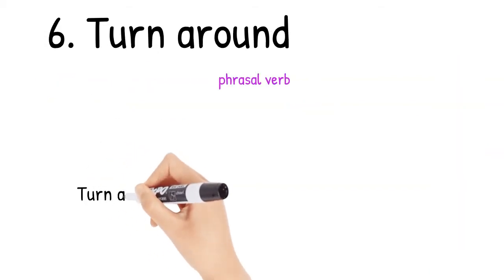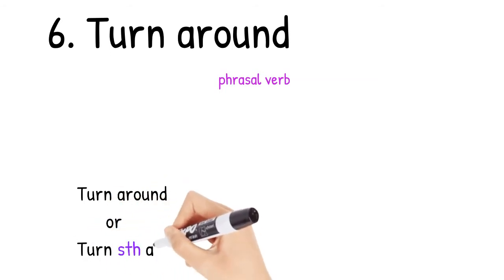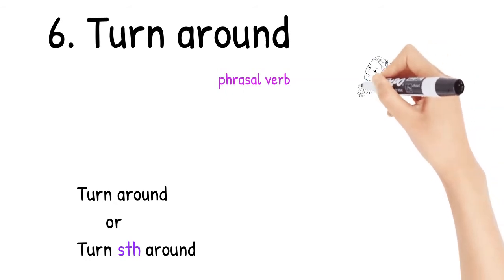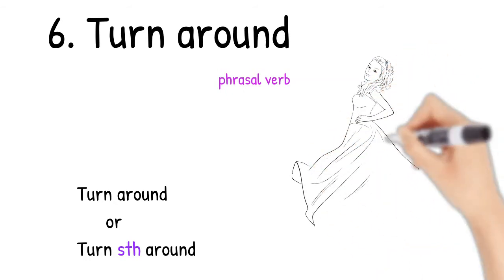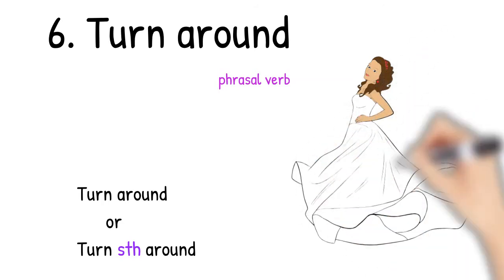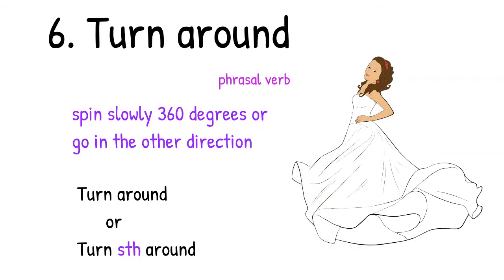Number 6, turn around. This is a phrasal verb. Turn around or turn something around. So if you say turn around, you're talking to a person. Turn around, turn yourself around. Or turn something around, maybe turn the car around. And it means to spin slowly, like, in a circle, 360 degrees, or to go in the opposite direction.